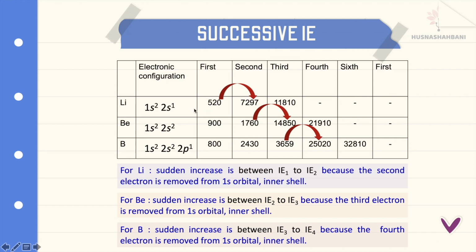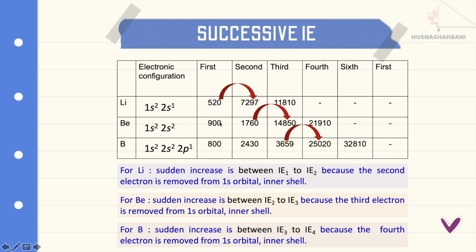Okay, Be. For the first ionization energy, you remove the first electron from n equal to 2. The second ionization energy is double, so 900 times 2, around 1800, more or less. That means the second time you remove the electron, you remove it from the same n. First from n equal to 2, second electron from n equal to 2. That's why the value is about double the value from before.